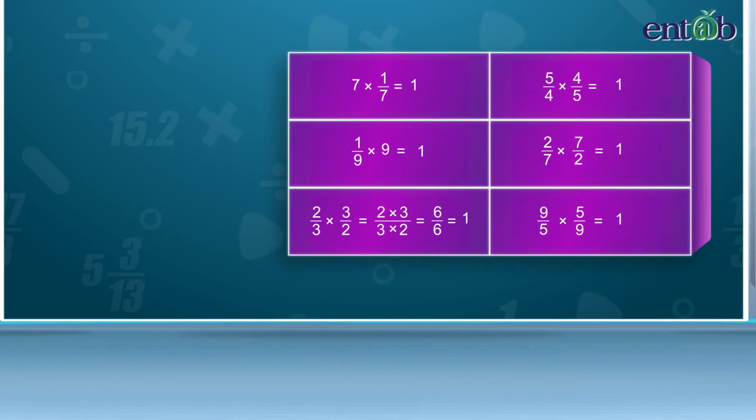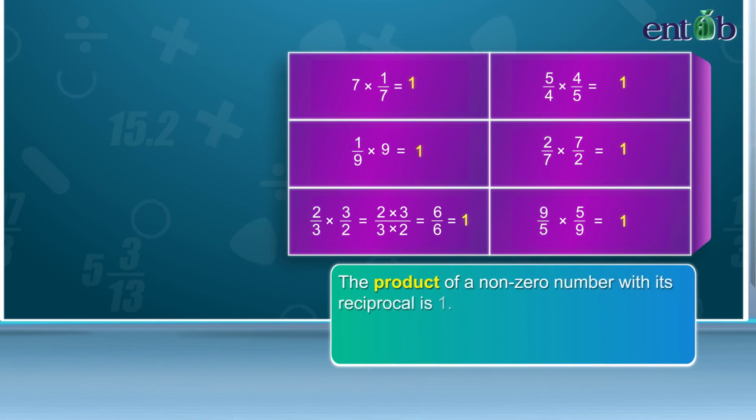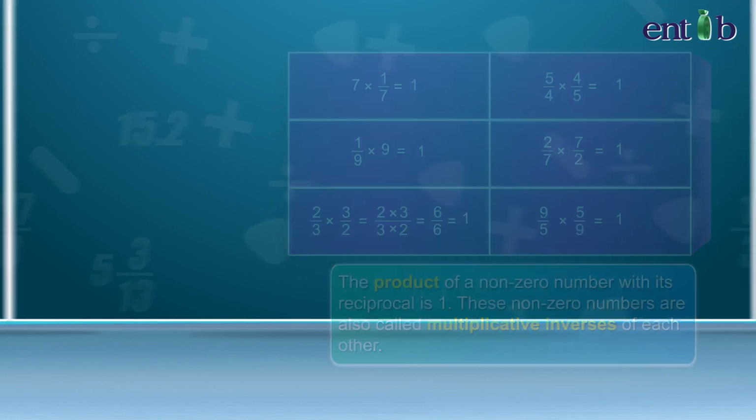Did you notice something interesting here? Observe that the product of a non-zero number with its reciprocal is 1. These non-zero numbers are also called multiplicative inverses of each other. Here is a quick question for you. What is the reciprocal of 3/4?